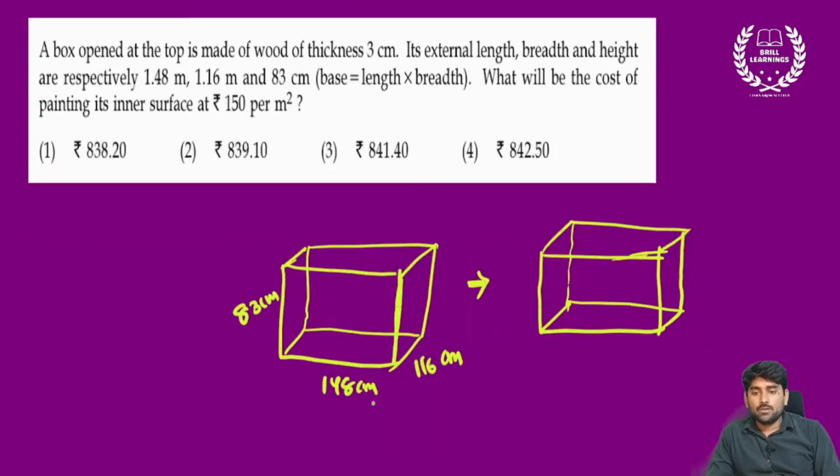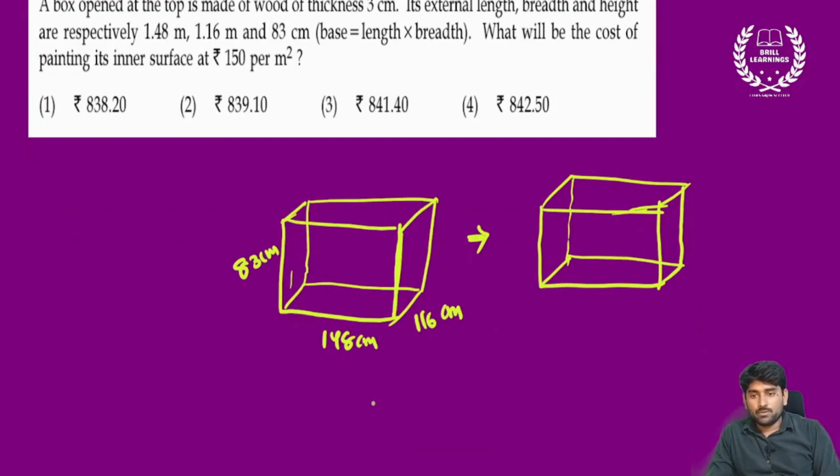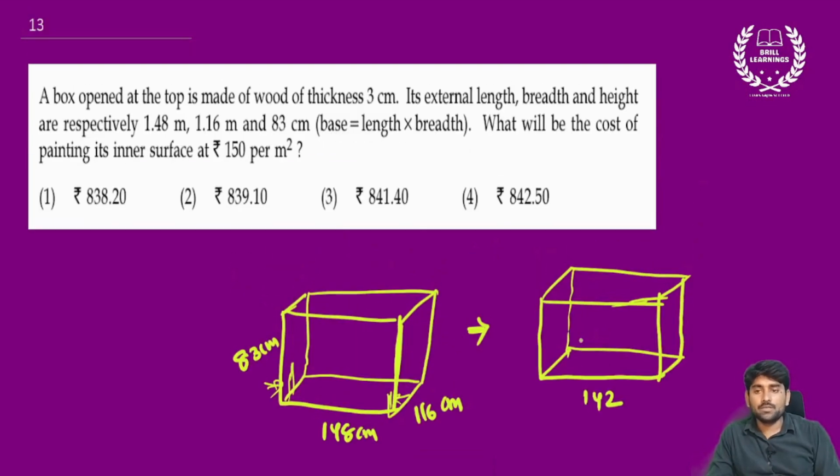If you observe the length, here 3 centimeter thickness and here 3 centimeter thickness will be deleted. We are left with 142 only inner, because it has 3 centimeter thickness. Here also if you observe, breadth also has 3 centimeter and 3 centimeter inner, it will be removed. In that case I am left with 110 only. Height will be 80 only. Why? Because on the top it is open ended, that is why no need to remove 3 centimeters on the top.